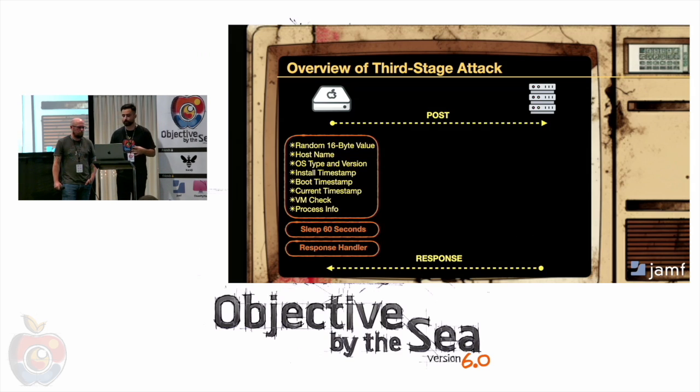So to recap, the malware generates a 16-byte random value to uniquely identify the victim. It gathers the host name, OS version, install, boot, and current timestamps, checks to see if it's within a VM by running the system profiler command, and finally gathers all of the running processes on the system. It sleeps for 60 seconds and awaits a response from the server to perform further actions. If no response is received, the malware will actually continue to go through this entire process again.